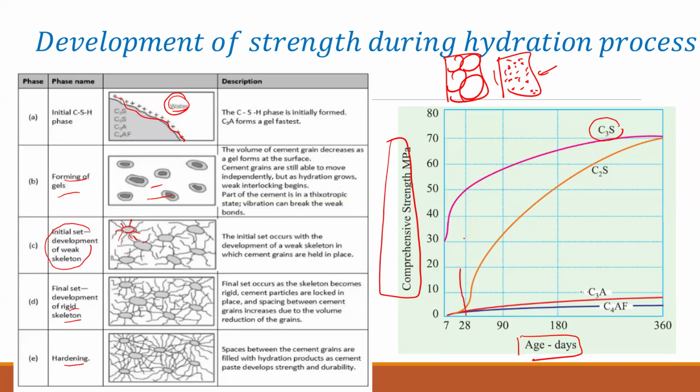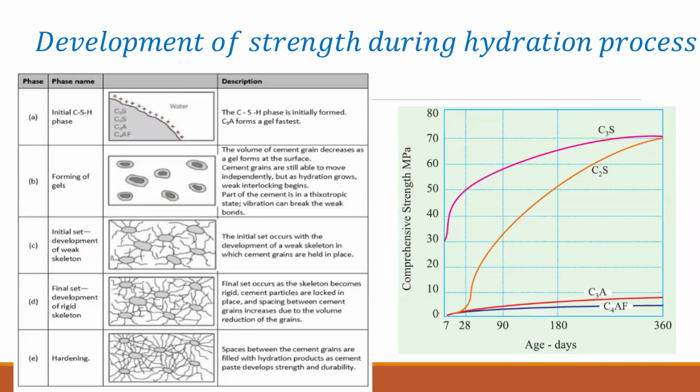If you look at the 28 days, we are testing the concrete at 28 days in most of the cases. So at 28 days, it has gained a higher amount, 50 megapascal of strength. In 1 year time, it is gaining 70 megapascal. So it is reaching more than half of the strength in 28 days. But you can see C2S is also gaining the same strength as C3S in a year, but it gains the strength slowly.